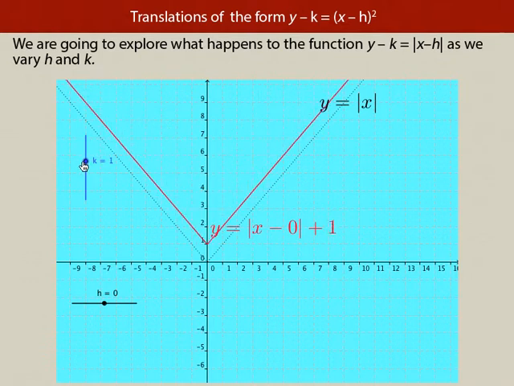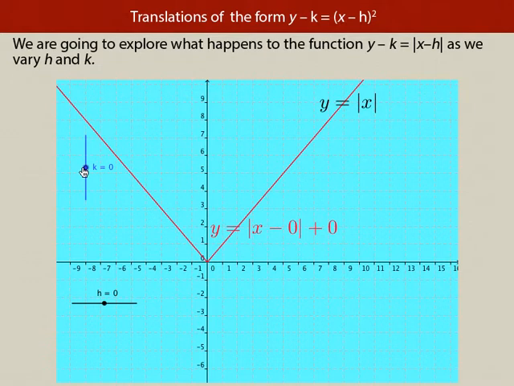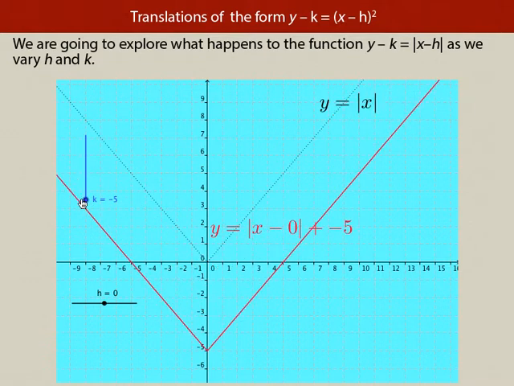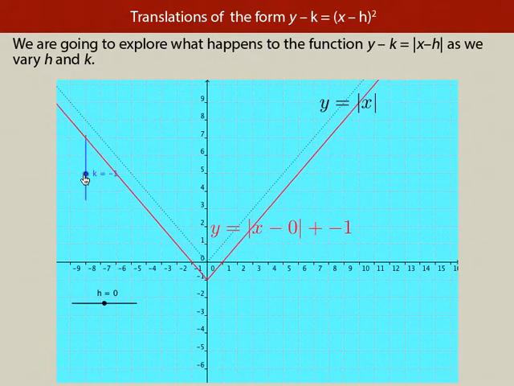Put it back to 0. I'll go the other way. -1, -2. Okay, that's absolute value of x minus 5, and it's 5 down. So let's put that to 0.